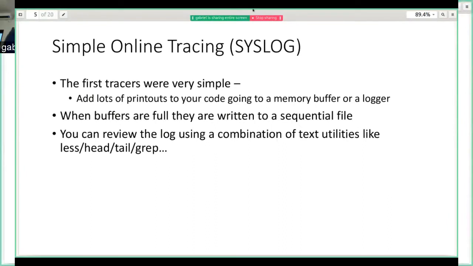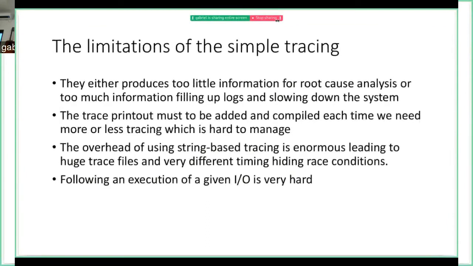There are a lot of limitations to this simple tracing. The easiest to see is that it produces either too little information, so you try to find a problem and you get this crazy amount of data, but you don't have the information that you need, or it produces just too much, and the system is slowing down and logs are just becoming bigger and bigger.